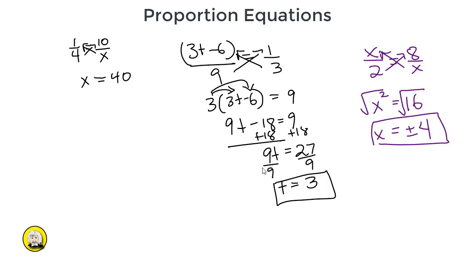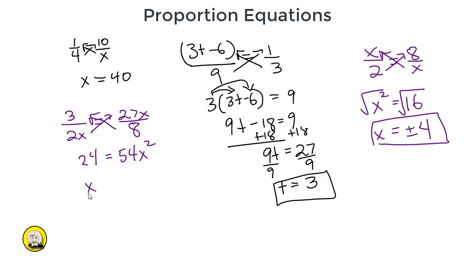Let's take a look at another and add another layer of complexity. Again, it's a little more complicated, but the setup is very much like the problem we just saw. I will first cross multiply. So 3 times 8 is 24 on the left side. 2x times 27x is 54x squared on the right side. And I'll rearrange that to put my x squareds on the left side. 54 x squared equals 24.